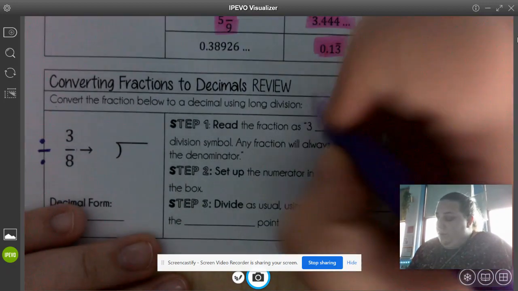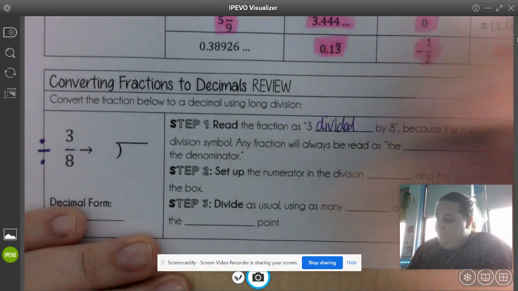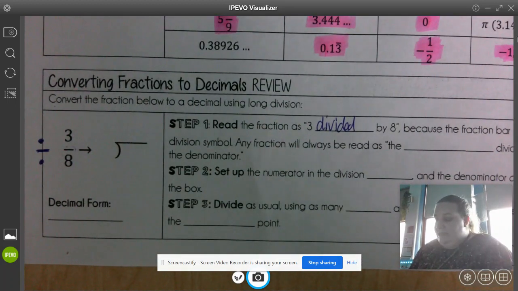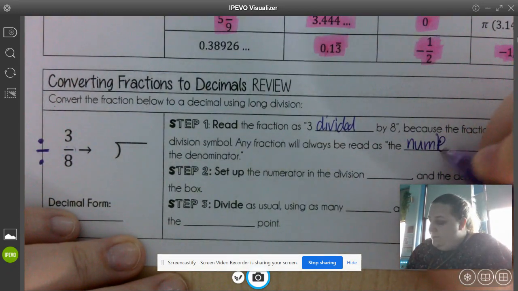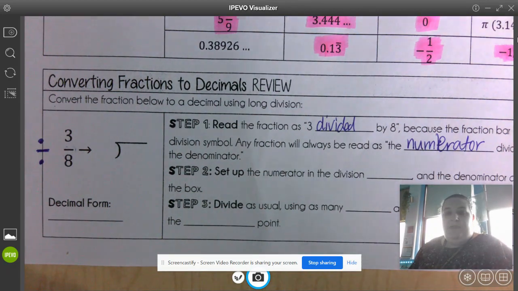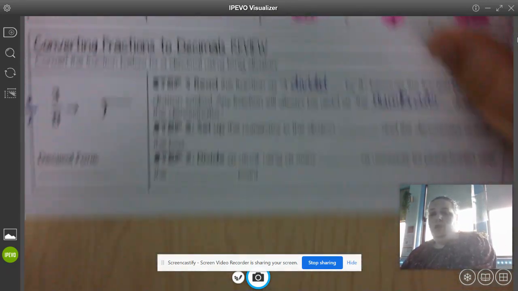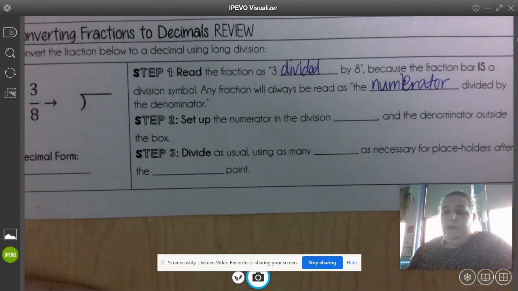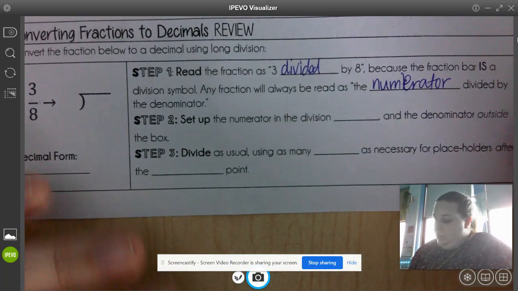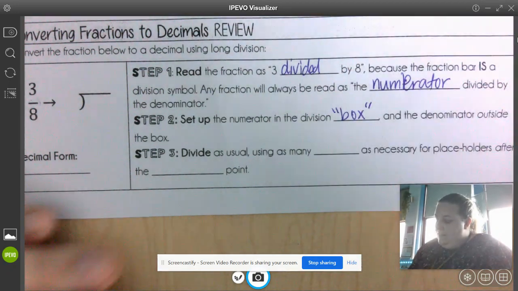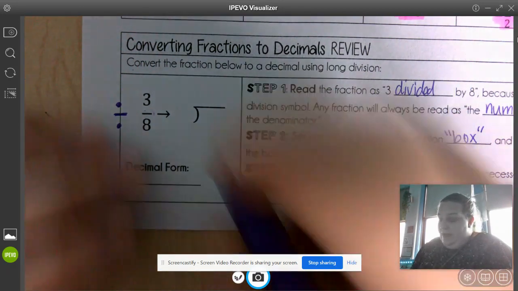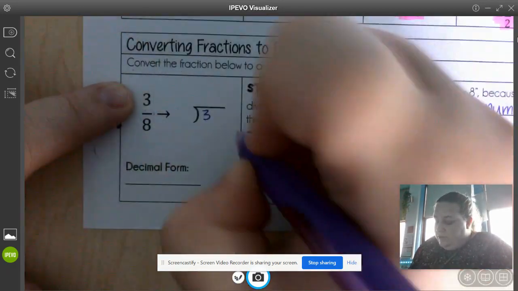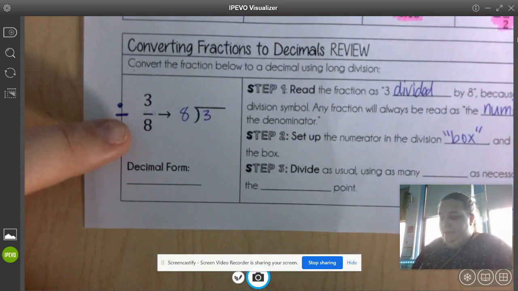So when you read this fraction, it would be 3 divided by 8, because the fraction bar is a division symbol. Any fraction will always be read as the numerator, which is the number above the bar, divided by the denominator. Okay, so set up the numerator in the division box, and the denominator outside. If you had to do it by hand, whatever is at the top always goes inside, and 8, what's at the bottom, goes outside.